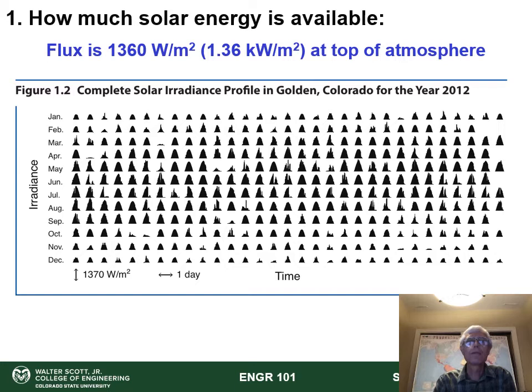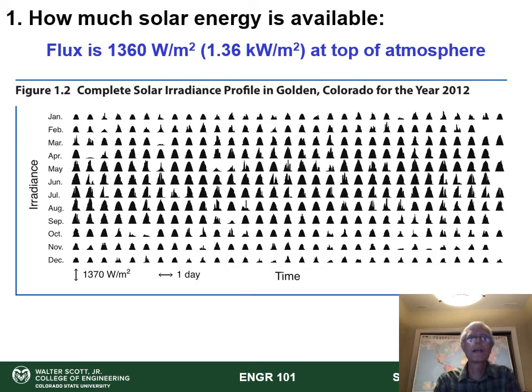As you remember from previous classes, the amount of solar energy radiance that comes to the Earth is around 1360 watts per square meter, or 1.36 kilowatts per square meter at the top of the atmosphere. Now, because of cloud cover and because of solar angles at the beginning and the end of the day, the amount of sun that actually reaches the Earth at any particular point will vary significantly.